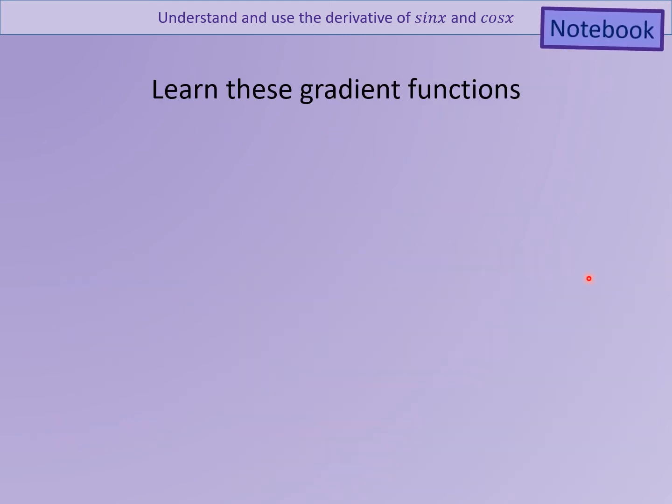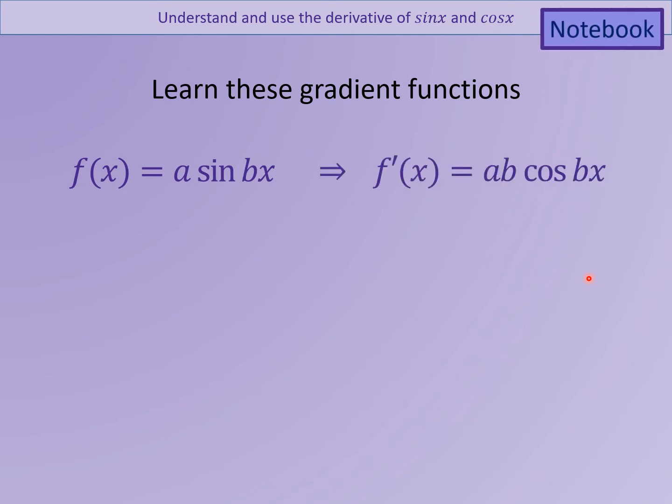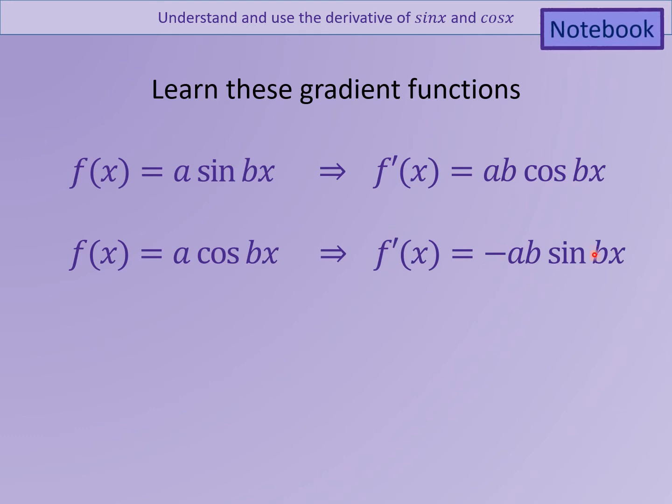Okay. These gradient functions you've got to learn. So if you've got a sine bx, if you're dealing with a sine function, that's going to go to ab cos bx. If you've got your initial function as a cos bx, it goes to something very similar. The a stays at the front, the b comes to the front, but it goes to minus a sine bx.